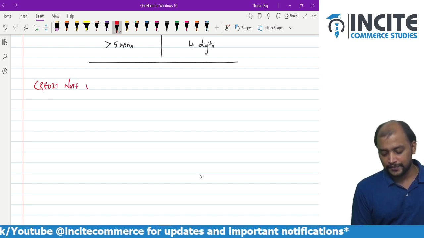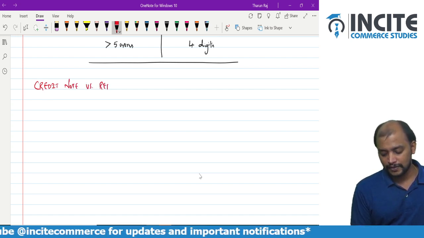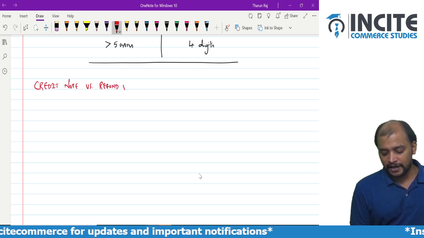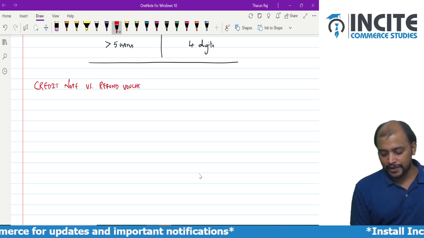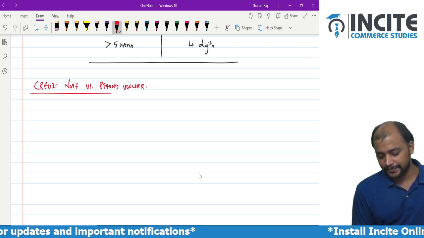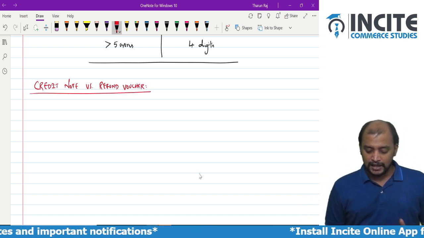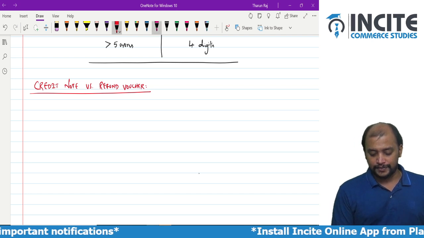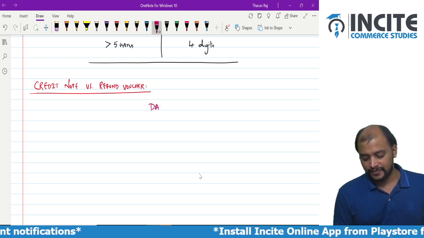Credit note versus refund voucher. Credit note versus refund voucher. What is that? Say there is a date of invoice, sir. There is a date of invoice.